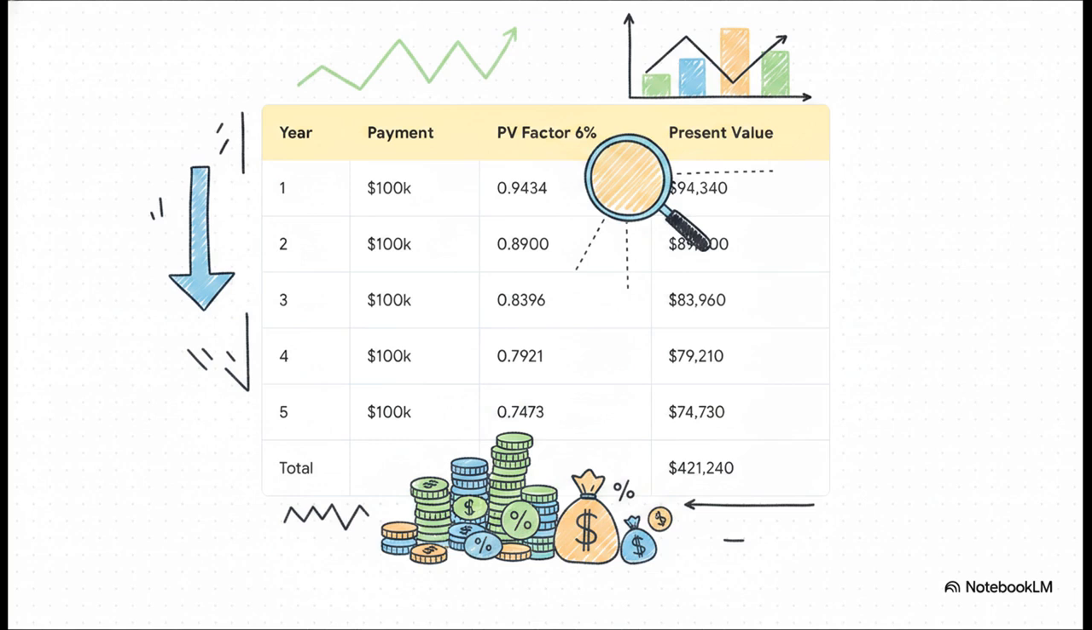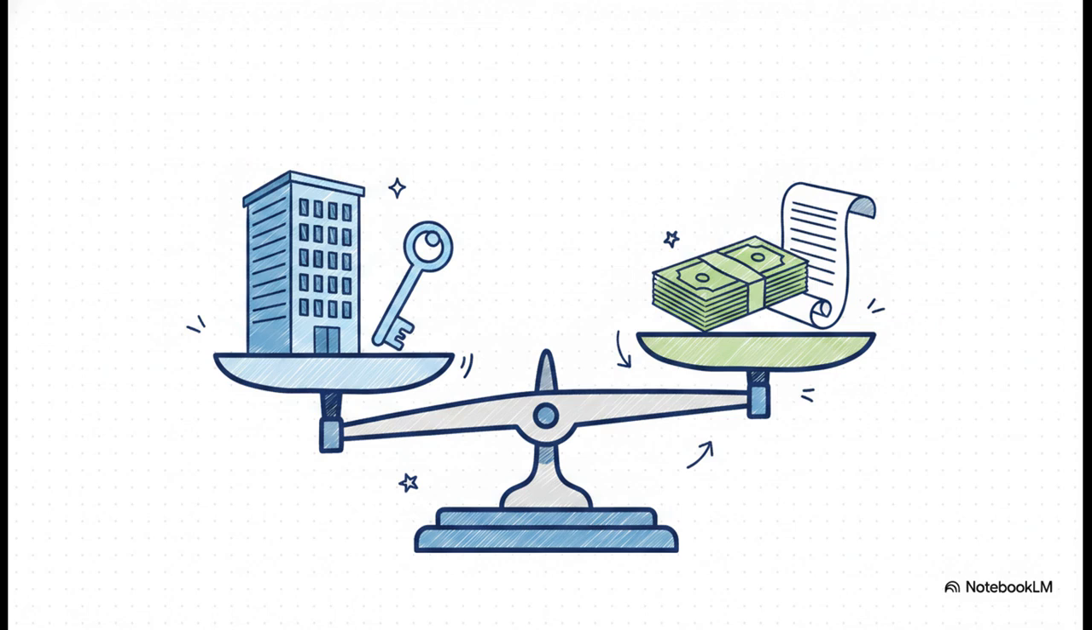In year 1, your payment is worth about $94,000 today. Fast forward to year 5, and that same $100,000 payment is worth less than $75,000 in today's dollars because of the discount factor. Summing up those present values across all 5 years is what gives us our total liability of $421,240. So, on day 1, your initial journal entry is just beautifully balanced.